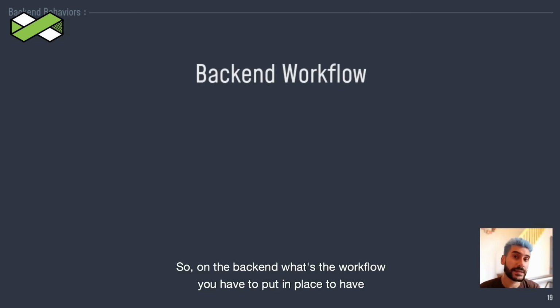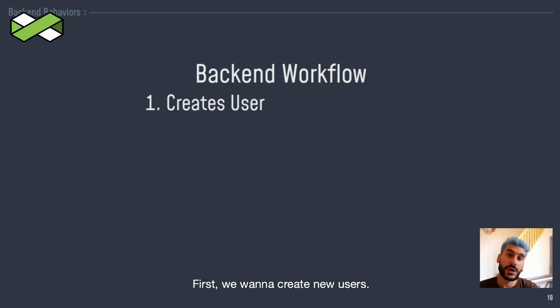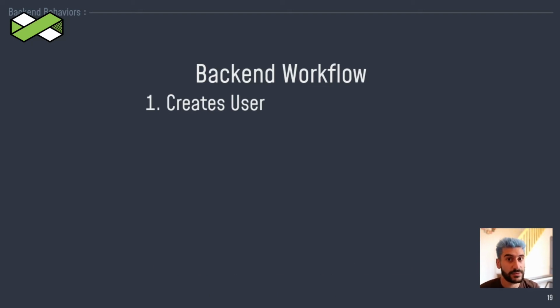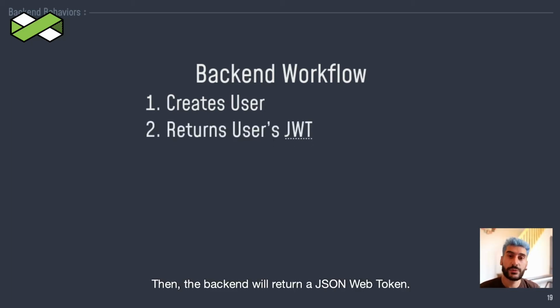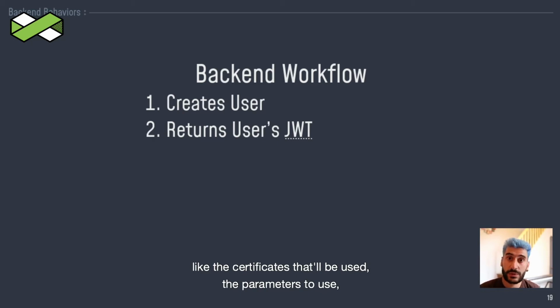So on the backend, what is the workflow you have to put in place to have a zero-knowledge backend application? First one, we want to create new users. Those users will be responsible for putting some data and retrieving some data on the server that will be encrypted on the client. Then, the backend will return a user's JSON Web Token. This Web Token will contain any kind of information that your clients have to be aware of on the client part, like the certificates that will be used, the parameters to use, the cipher algorithm to use, and so on.